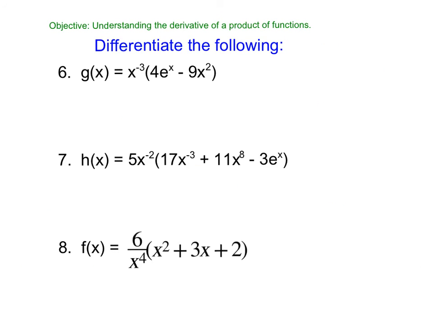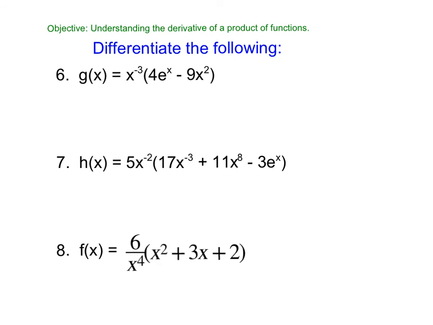All right, pause the video. Try this on your own. So these are only hard because of the negative exponents. So g prime, oh no, don't move. G prime equals derivative of x to the negative 3 is negative 3 x to the negative 4.